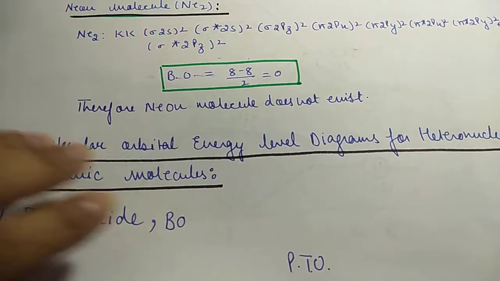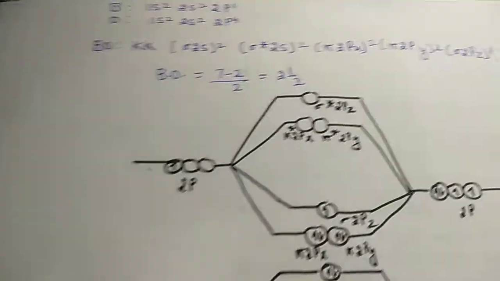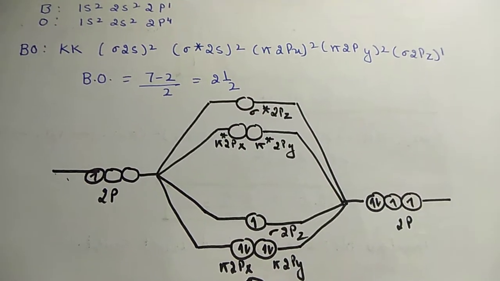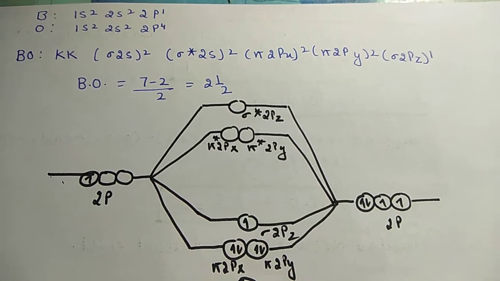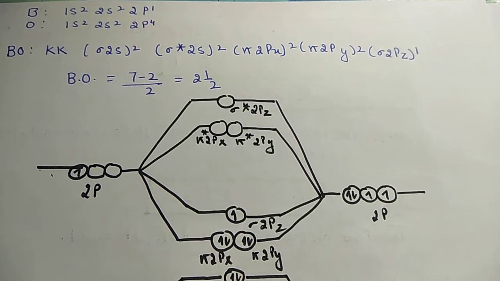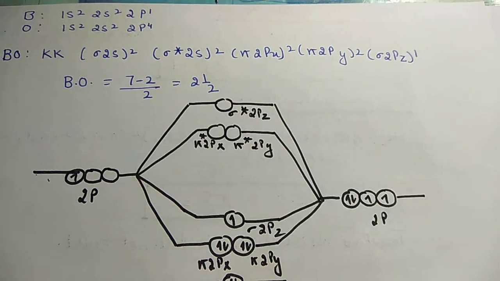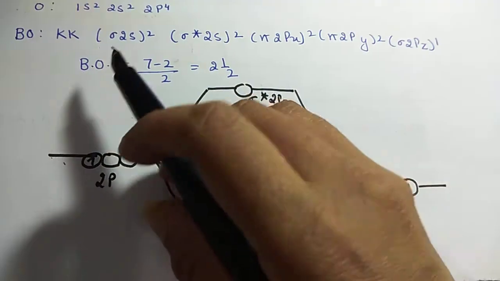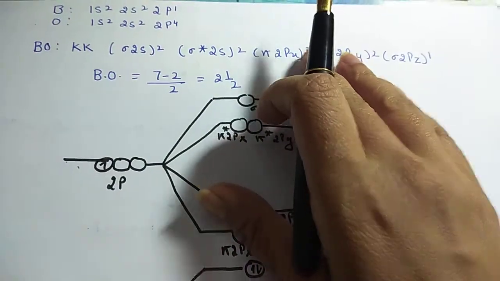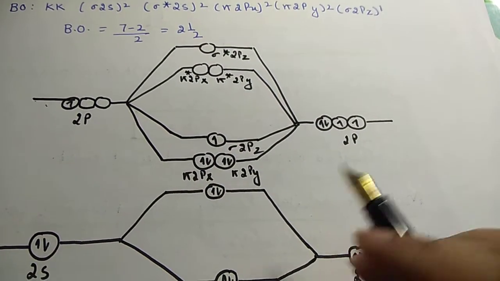Boron oxide is the first example. So boron has electronic configuration of 1s2, 2s2, 2p1, and oxygen has electronic configuration of 1s2, 2s2, 2p4. Total number of electrons, you can count: 5 and 8 plus 5, they will have 13 electrons. So electronic configuration is simple to write. You have to write for 13 electrons, but one thing which we have to pay attention to is how we draw the molecular orbital diagram.